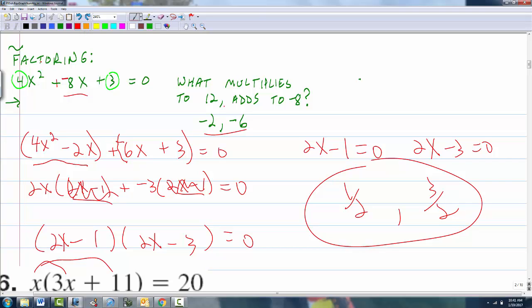Good old-fashioned MA. 4 times 3 is 12. What adds to negative 8 and multiplies to 12? Negative 2 and negative 6. Split up the middle term to negative 2 and negative 6, and this is the smartest thing to do in the world. Don't make this minus 6x. Make it plus a negative 6x, then group the negative in there.